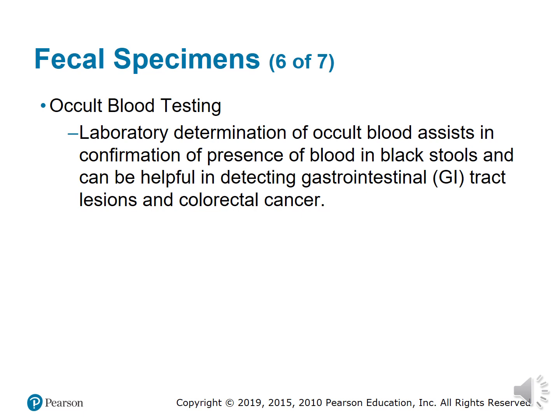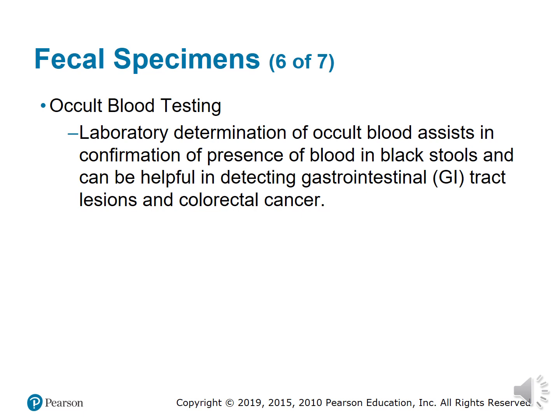We can collect an occult blood sample, and an occult blood sample is just to check if there's any blood in the stool. This is usually done if you have some kind of gastric infection, or if you have an ulcer. They're checking to see, or you might have a colon cancer. You might have some type of lesions on your GI tract. This is what this test is used for.